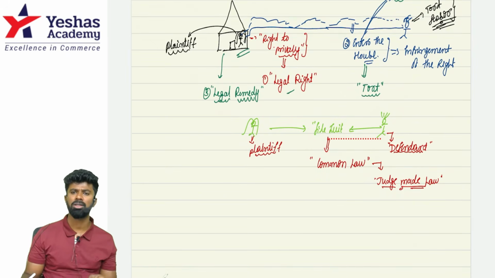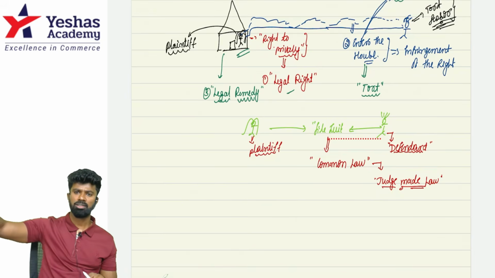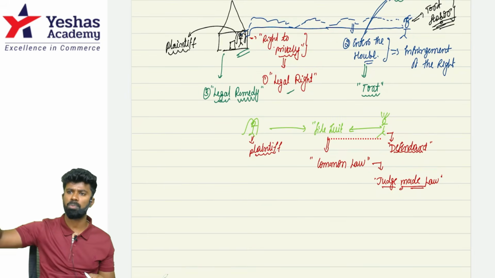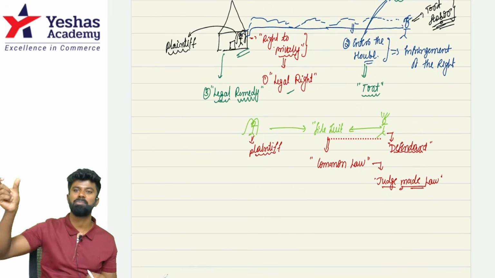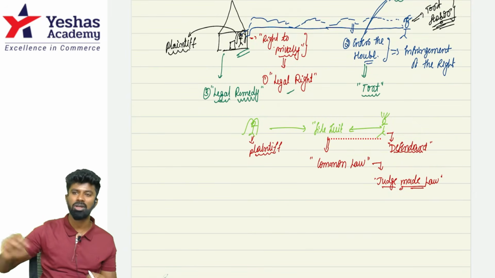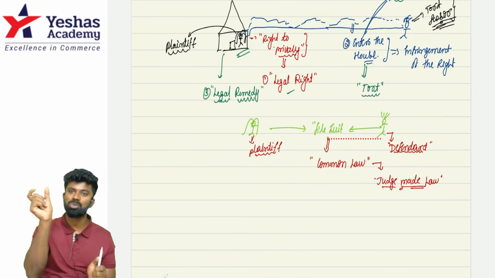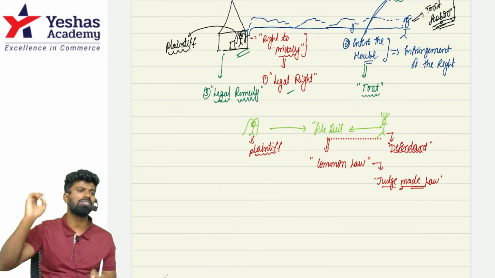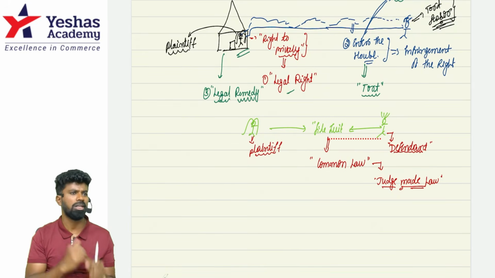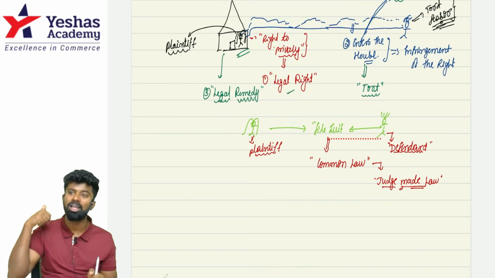For example, in one of the earlier cases, a boy trespassed onto the property of the girl. In that case, the court gave compensation. That becomes a precedent, a rule of law to be applied in similar cases. That is what is called common law. Common law is famous in England.